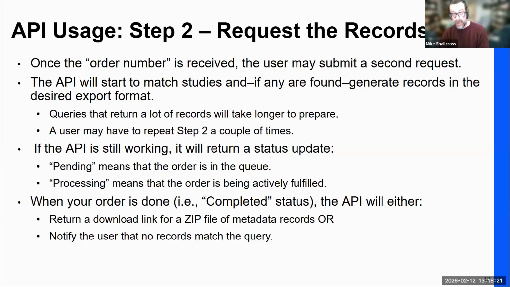A status of pending means that the order is in the API's queue, while processing means that the order is being actively fulfilled. When the order is done, that is, the status has reached completed, the API will do one of two things. If records have been matched to the search criteria, it will return a download link for a zip file of metadata records. On the other hand, if the search criteria do not yield any results, the API will return a message that 0 metadata documents match the query.